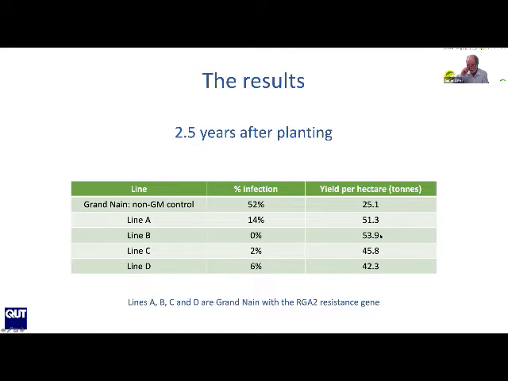And our best line, we're more than double that. So nearly 54 tonnes per hectare. This one is an interesting line because even though it has 14% infection, it actually has a higher yield per plant than the Grand Nain control, even though we didn't do anything to increase the yield. So this is a really important result for us. So we've got 1 line that has no infection and is yielding extremely well on a per hectare basis.